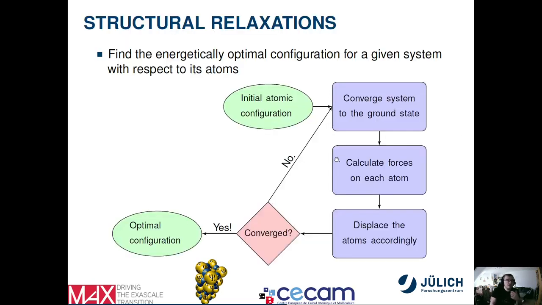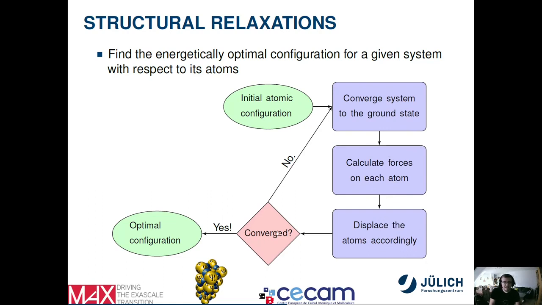Most prominently, of course, we can use this to do structural relaxations. So we take an initial atomic configuration and we say, okay, this and this atom, they can move around in a set direction. And we want to see, will they move around? Do we get an energetically more favorable ground state from this? For this, we first converge the system to its ground state, then calculate the forces with the switches I just showed you. And then we will displace the atoms accordingly.